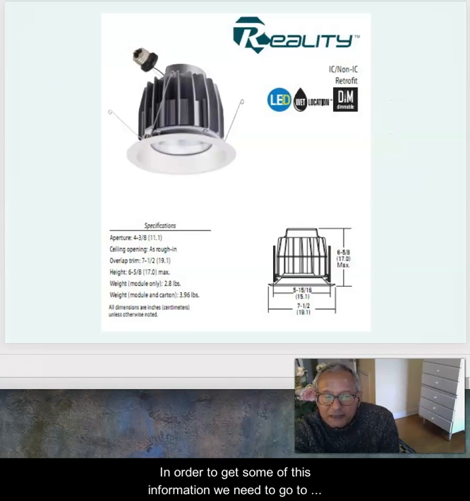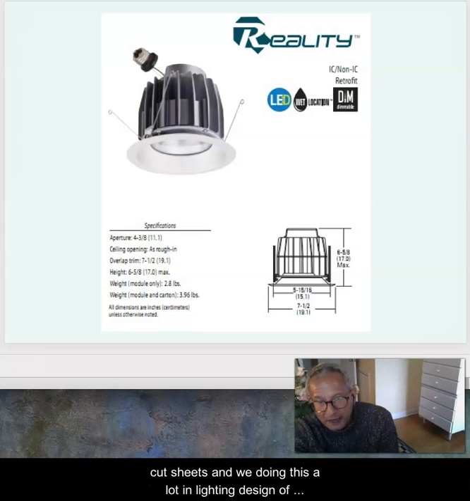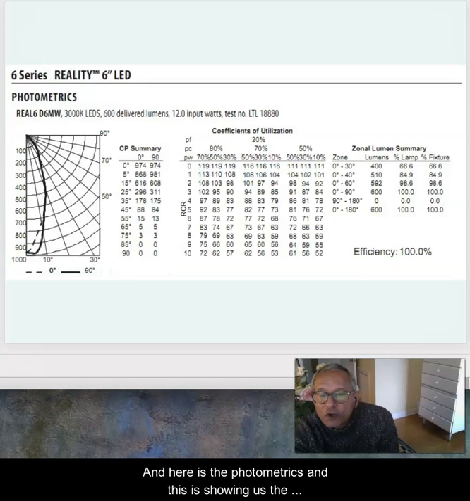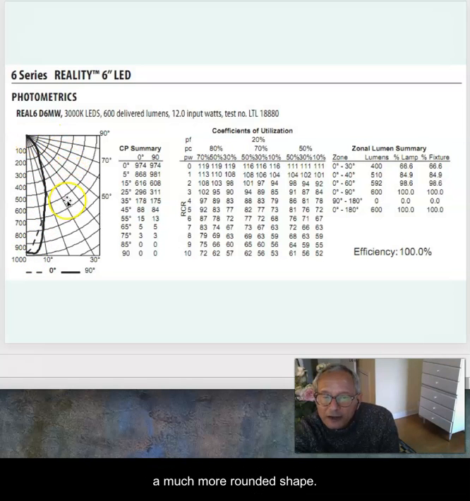So in order to get some of this information, we need to go to cut sheets. You'll be doing this a lot in lighting design of individual fixtures. Here's an LED recessed fixture, and here is the photometrics. And you can see it's very pointy. It's a fairly direct piece, and this is showing us the lumens. If it was a more indirect fixture, we would see a much more rounded shape. So we can pull the candelas off of this.